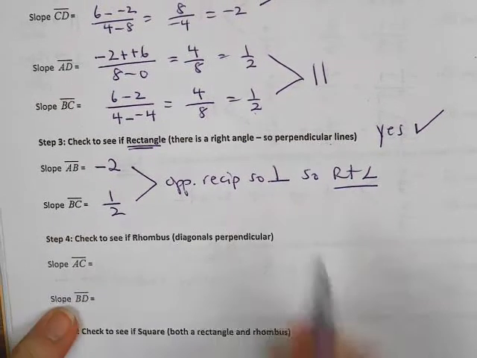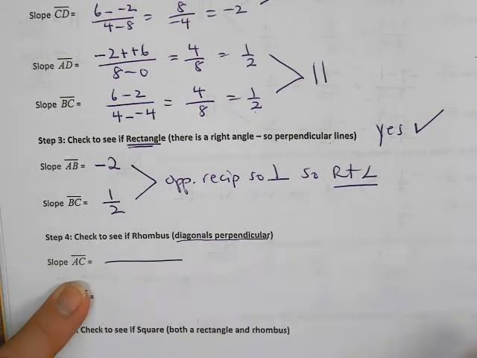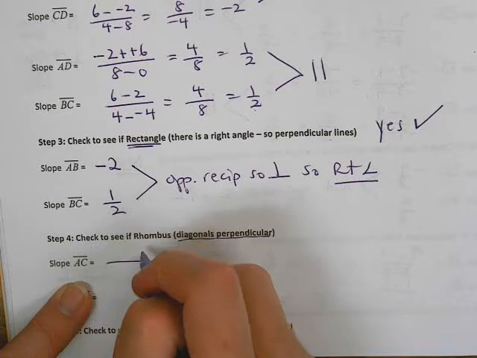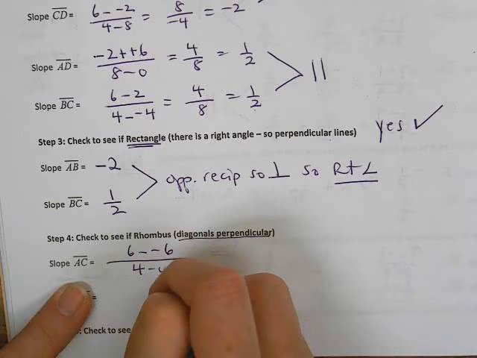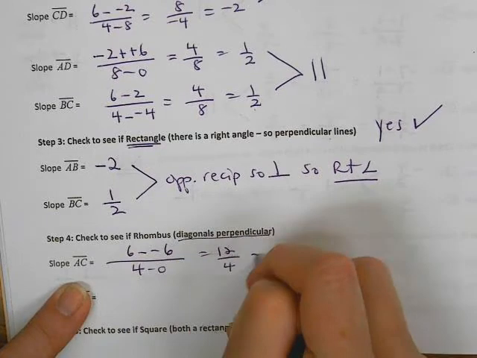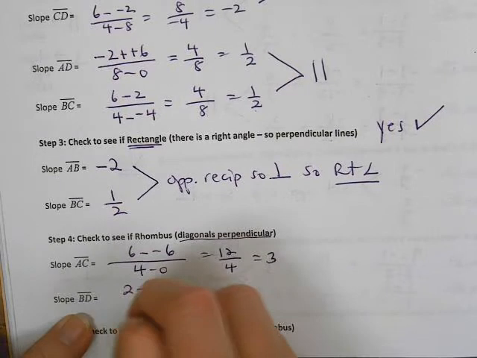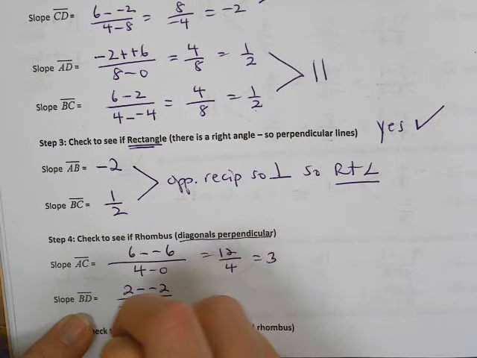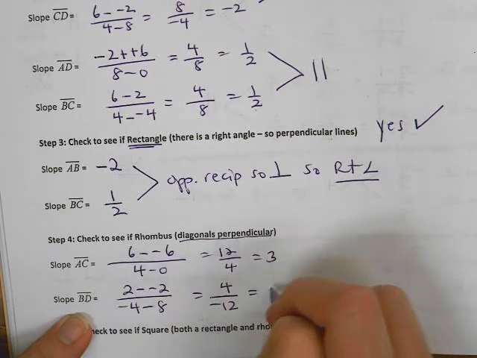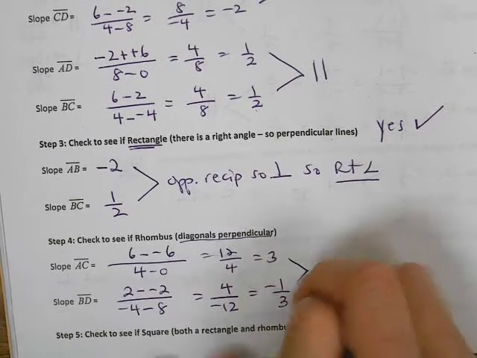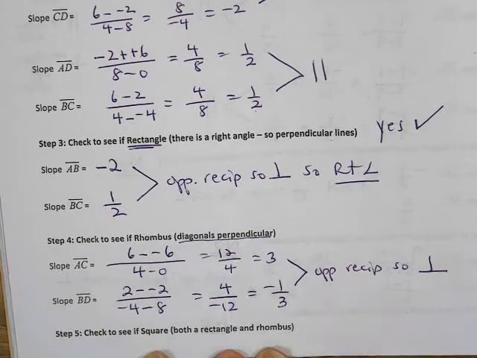Now remember, to check for a rhombus, we're going to check the diagonals. So let's look at the slope of AC. Look up in your diagram. I'm going to do y minus y, so 6 minus negative 6 over 4 minus 0. That's 12 over 4, which is 3. And then BD, which would be 2 minus negative 2 over negative 4 minus 8. That is 4 over negative 12, which is negative 1/3. Those are also opposite reciprocals. So those diagonals are perpendicular.